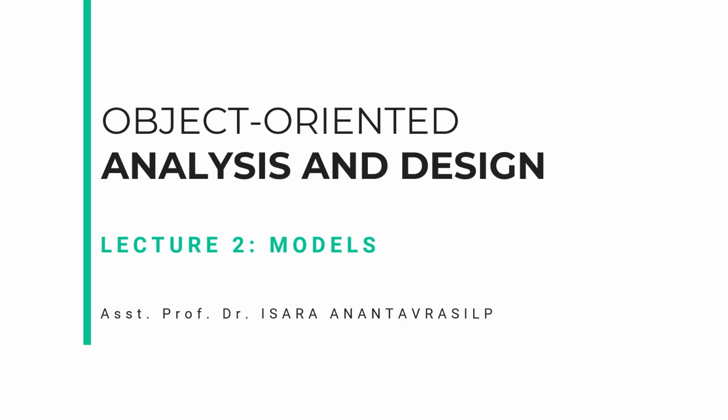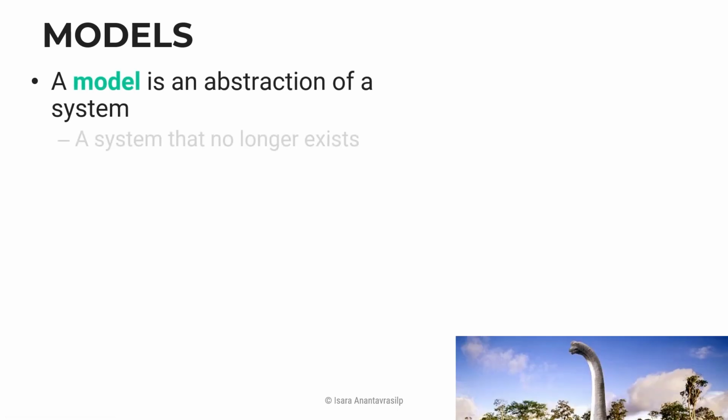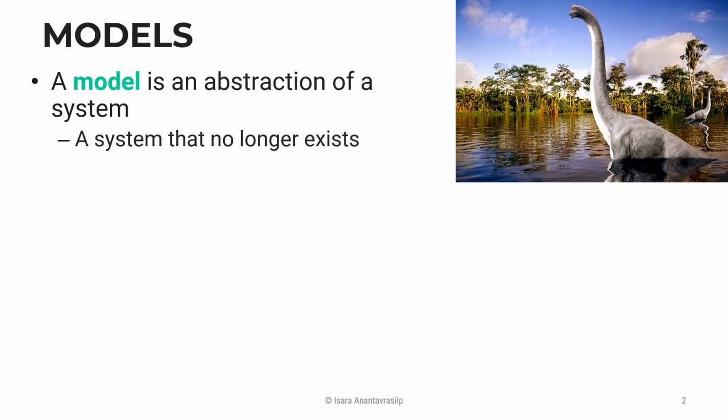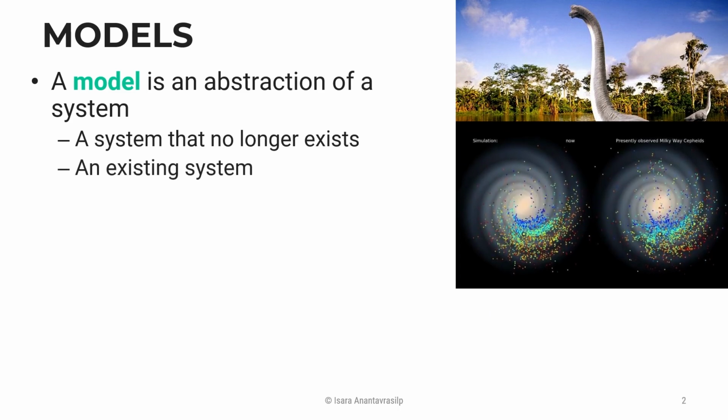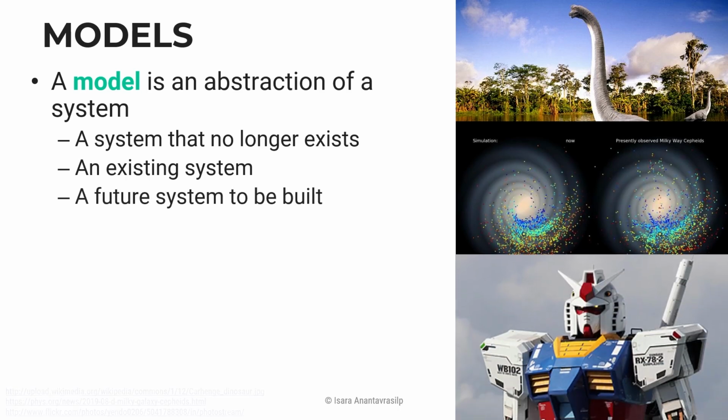In this session, we will focus on models and modeling. And no, not the one with cameras and nice clothes. We are talking about software modeling. A model, in general, is an abstraction of a system. Right? A system that no longer exists, a system that still is, or a future system that we might want to build. If a model is an abstraction, what is an abstraction?